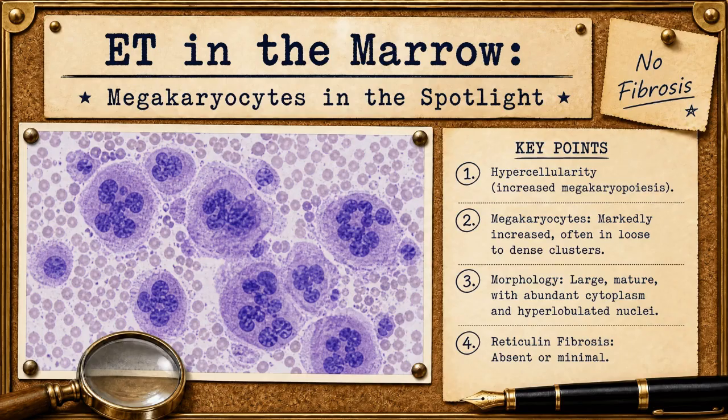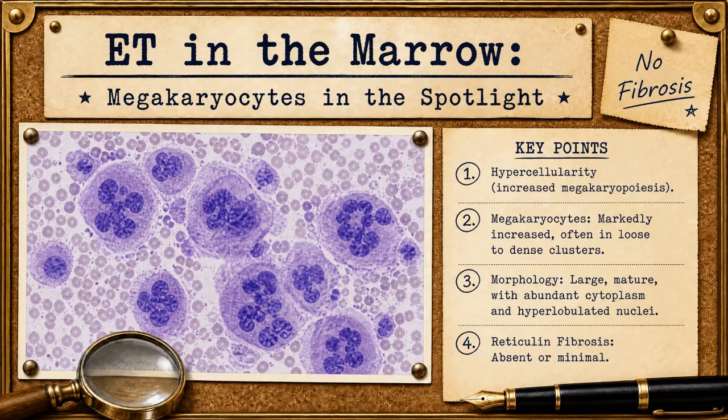What's particularly striking are their nuclei. They are often deeply lobulated or even hyperlobulated. Imagine a nucleus that looks like it's been folded in on itself multiple times, creating many distinct lobes. This abnormal nuclear morphology is a key indicator of dysplastic megakaryopoiesis in ET.